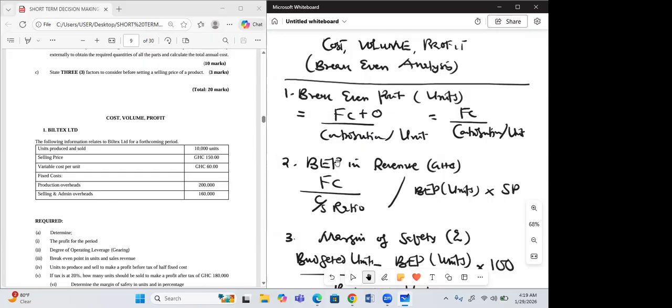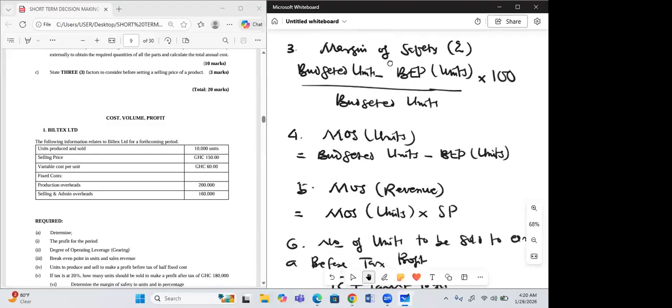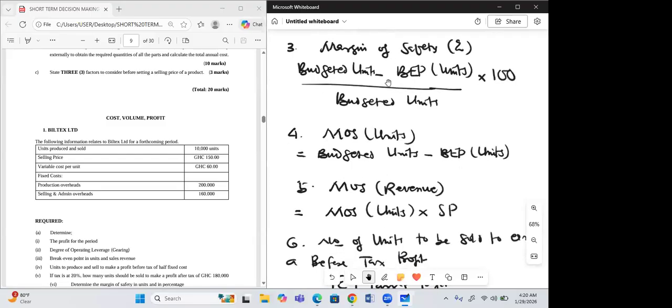Now, when they ask you to calculate it in revenue, you just change the contribution per unit to CS ratio, or you multiply the break-even points in units you have times the selling price. Now, the next thing is the margin of safety. The margin of safety, you can calculate it in units, percentage, and revenue. If it is in units, then it simply becomes the budgeted units minus the break-even point in units. If you are asked to do it in revenue, just multiply the margin of safety you've gotten in units times the selling price.